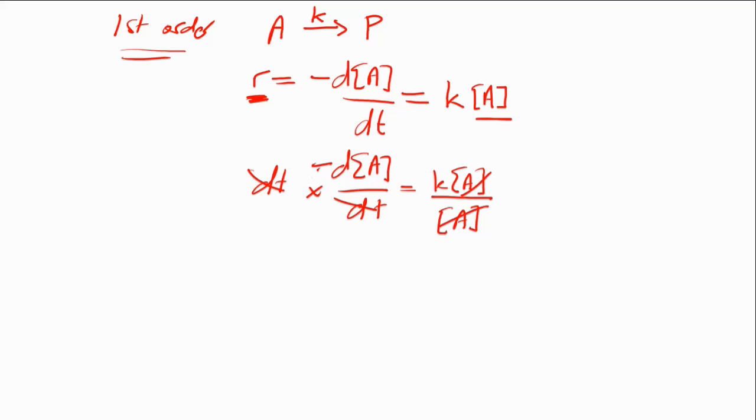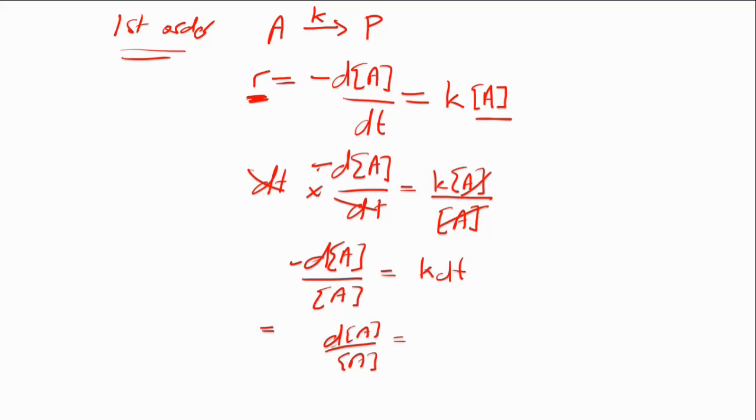Okay, so now I end up with minus dA over A, yes, is equal to K dt. Okay, we could also move this minus sign and put it over here. Okay, that's not a problem. So we end up with dA over A, yes, is equal to minus K dt.